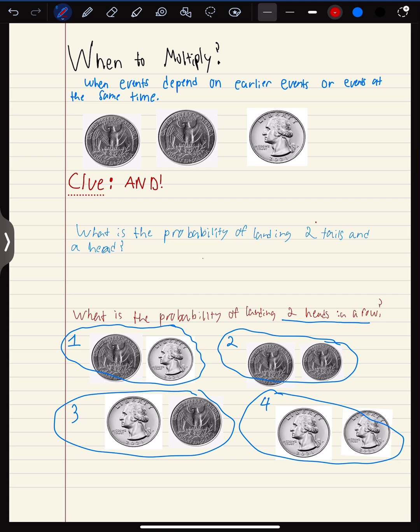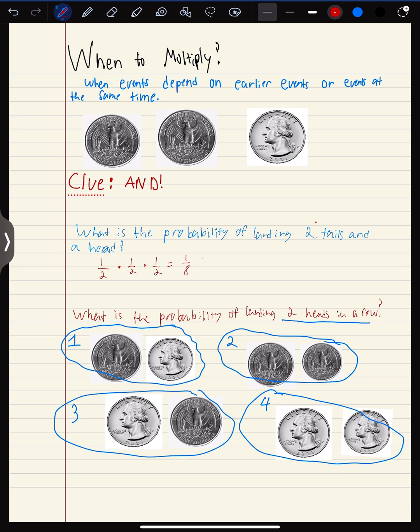So if I say, what is the probability of landing 2 tails and a head, then I need to multiply, right? Because I have a 1 out of 2 chance of landing a tails times a 1 out of 2 chance of landing a tails and a 1 out of 2 chance of landing a head. So that multiplies in total into 1 out of 8.